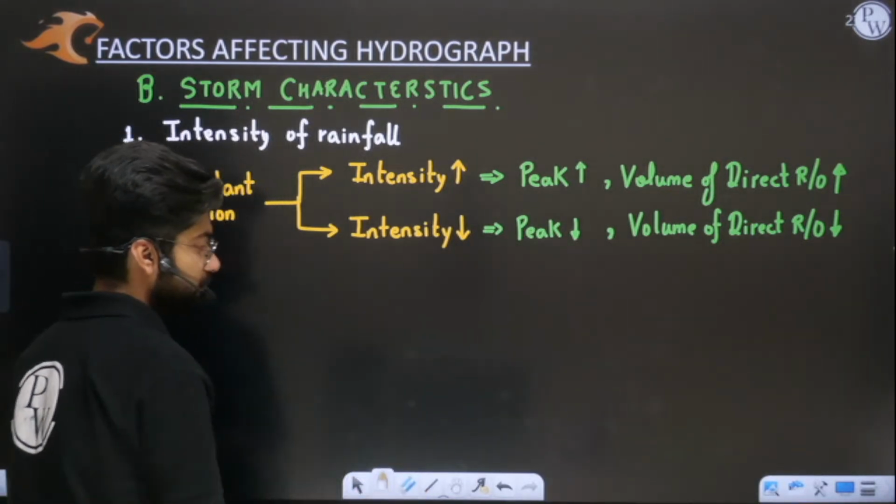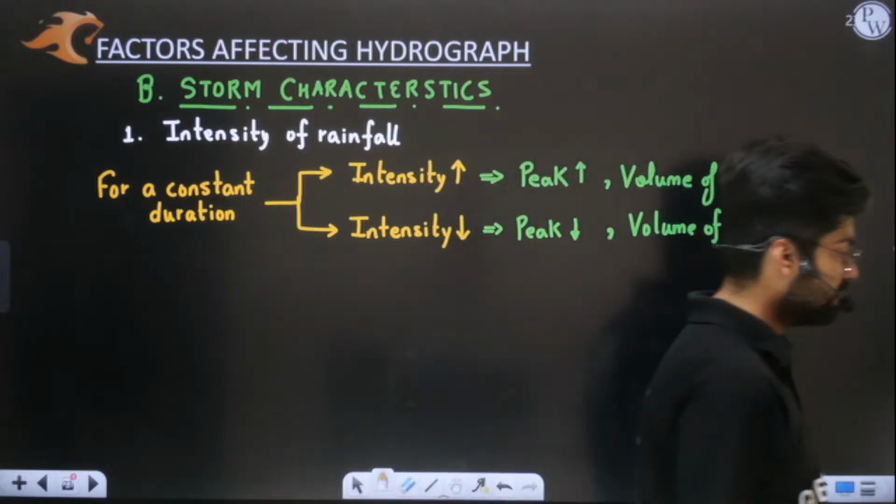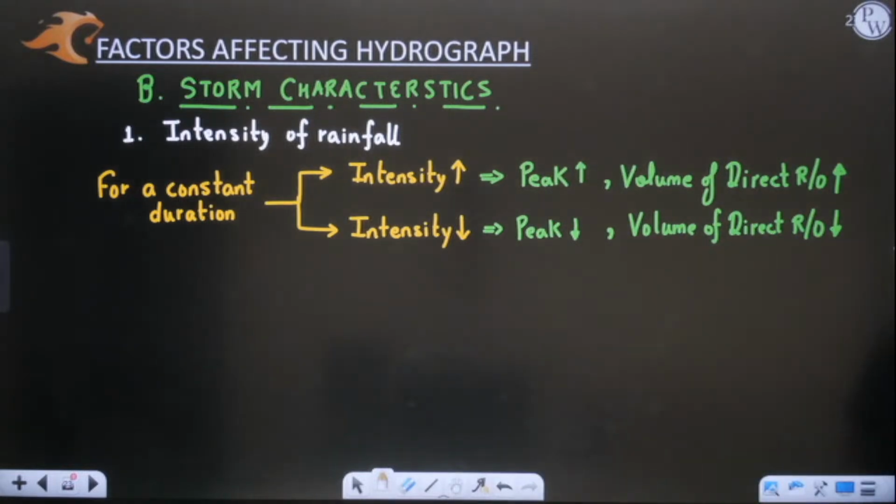Is this clear? So this is your storm characteristics, the first point. Peak and volume of runoff are proportional to I.